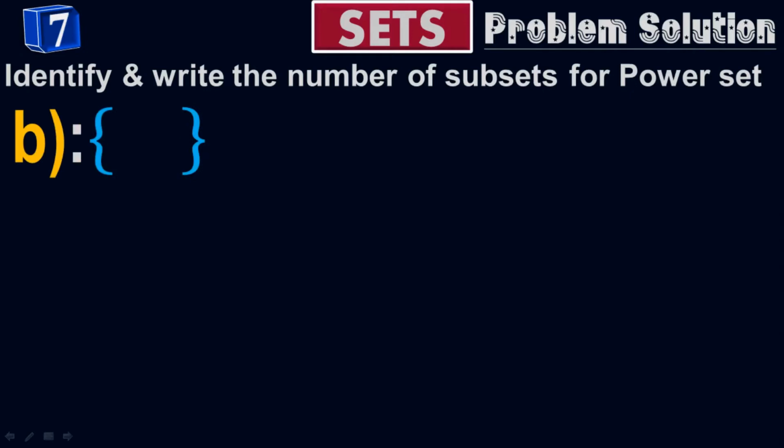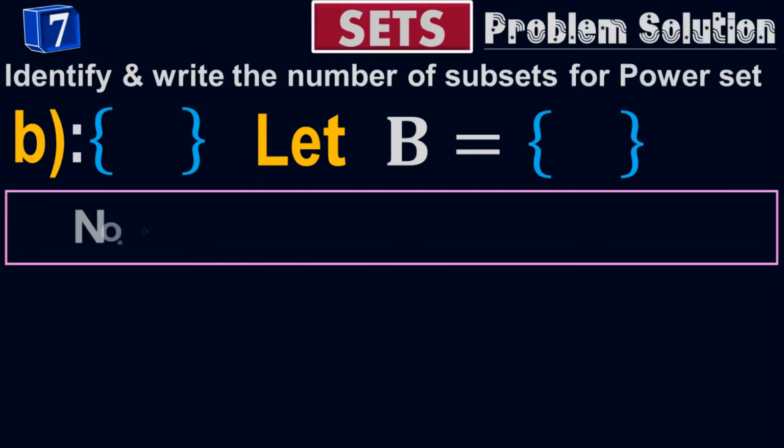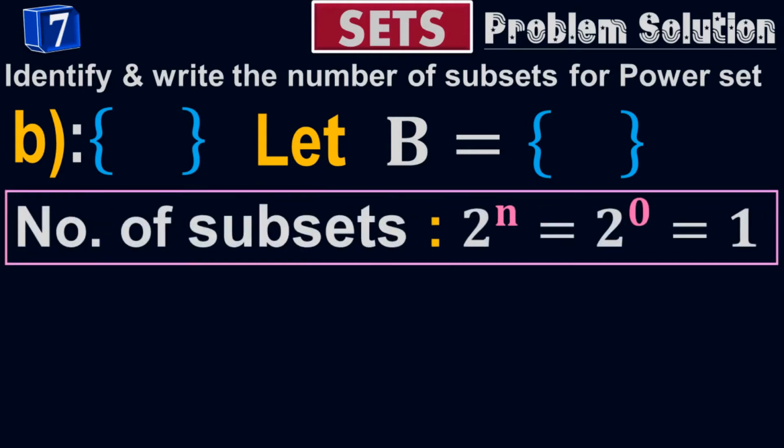Part B, which is empty set. First to identify the number of subsets. So let me let this set equal to B. I just randomly gave the name B to this empty set. The number of subsets will be 2 to the n equals 2 to the 0. Look at here, there is no element. It is an empty set. So since we have no element, therefore we're going to put 0 for the n. 2 to the 0 is 1, which means that we have only one subset for this set.